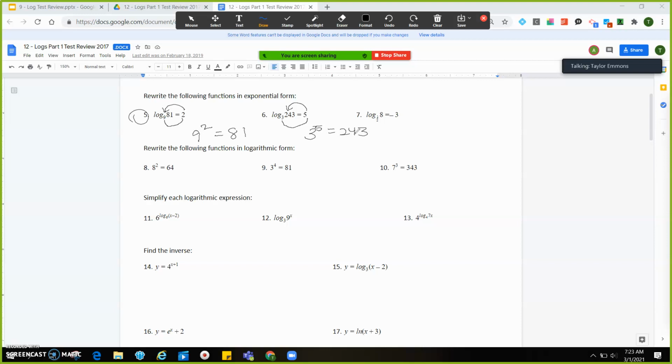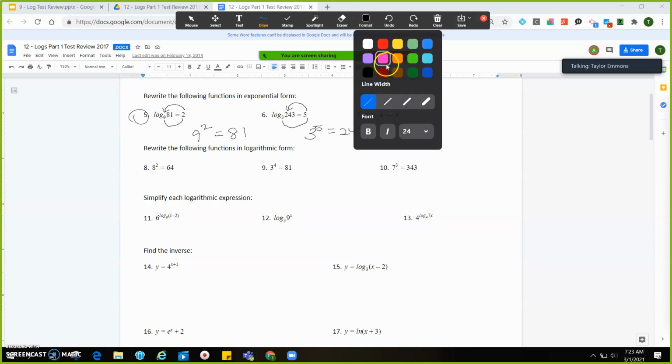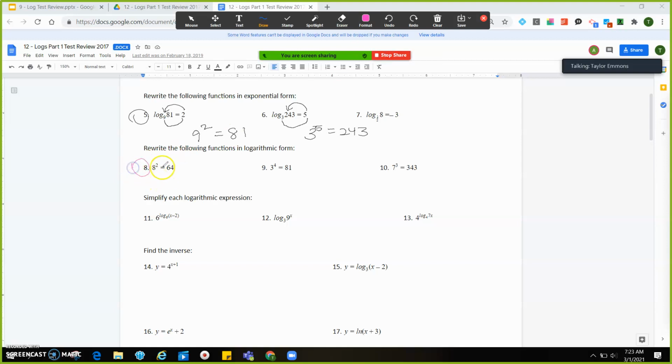So let's actually do the opposite. Let's go back the other way. So on number 8, we have it in exponential form, but now we want to put it in a log form. We still do the exact same process. We start at our base, we go to the outside, finish at our exponent. So we go log of base 8 of 64 equals 2. So on number 9, we're going to do the same process. We're going to go 3 over to 81, finish our exponent. So we'll have log of base 3 of 81 equals 4.